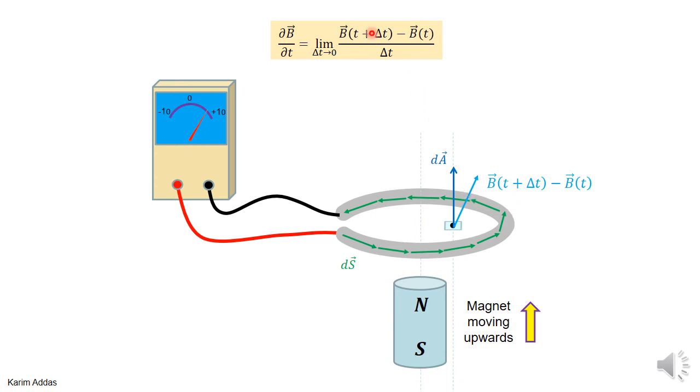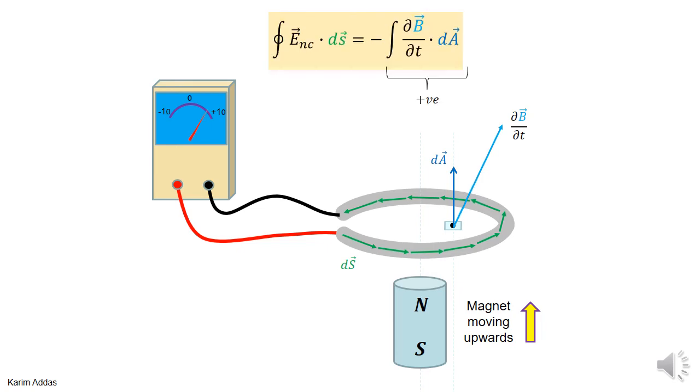Now if you take B of t plus delta t minus B of t and you divide by time, you're not changing anything about the direction. You're just changing the magnitude. So this vector is the final vector that represents partial B by partial t. It tells you how the magnetic field at this point is changing with time. And you can see immediately that the dot product between that and the area vector is going to be a positive value. I don't know what it is, but it's a positive value.